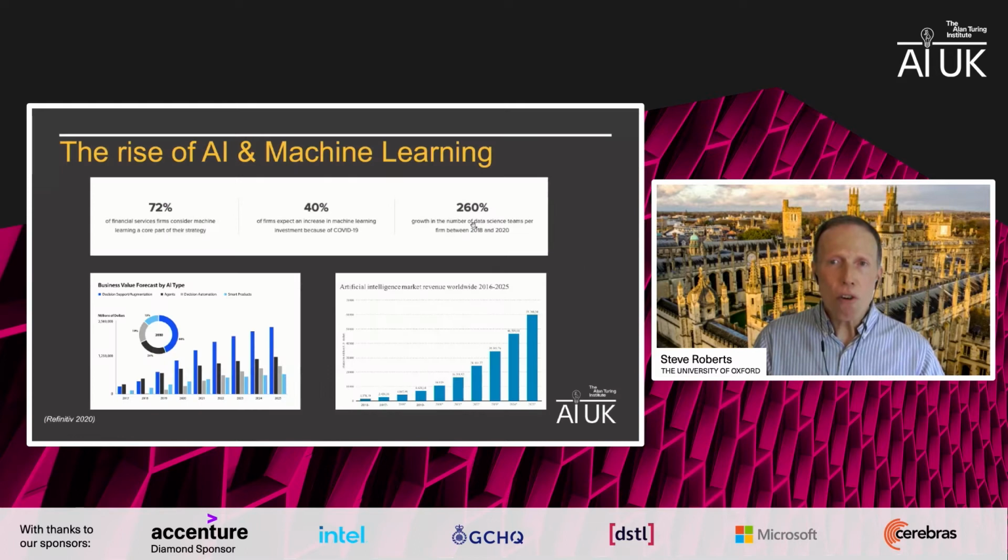I think there's no need for me to dwell too much on my second slide, which is the rise of AI and machine learning. This is a slide that comes from a review by Refinitiv at the back end of last year and looks at the enormous, almost exponential rise in the potential revenue worldwide associated with AI and machine learning. And it certainly doesn't seem to be slowing down in finance or anywhere else.